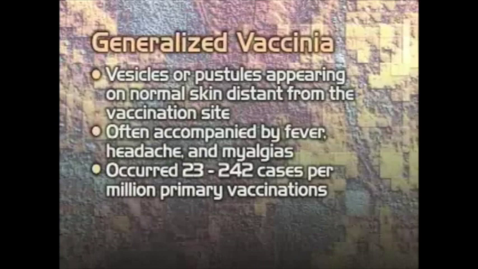True generalized vaccinia consists of vesicles or pustules appearing on normal skin distant from the vaccination site and is often accompanied by symptoms such as fever, headache, and myalgias. In the 1968 studies, rashes diagnosed as generalized vaccinia occurred at a rate of 23 to 242 cases per million primary vaccinations.